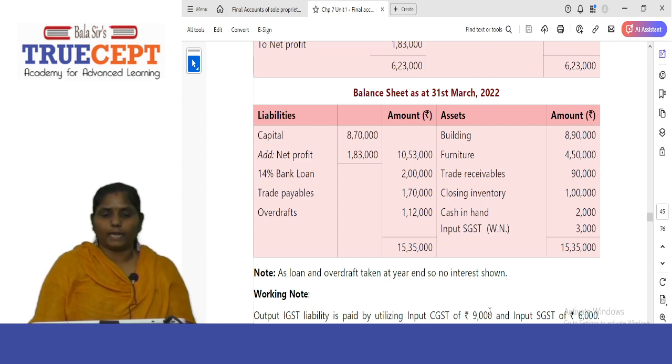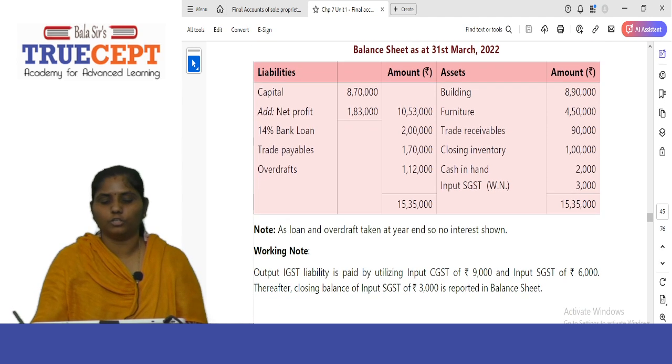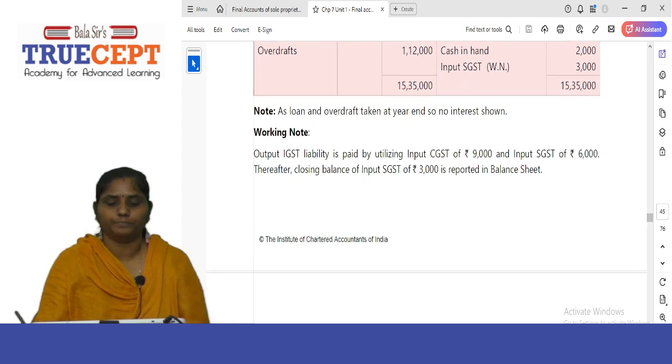You have loan, trade payable, overdraft, and on the asset side you have building, furniture, trade receivable, closing inventory, cash balance, and one important, what is that? The input SGST part, how much? 3,000 rupees. That's it. The other GST will not appear in the balance sheet. Understood? For that, in your book, they also gave the note, working note. You also have to do the working note this way. Okay?